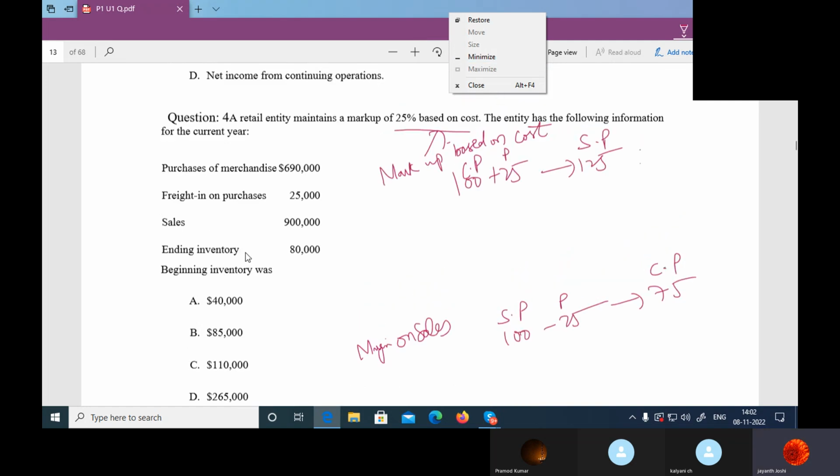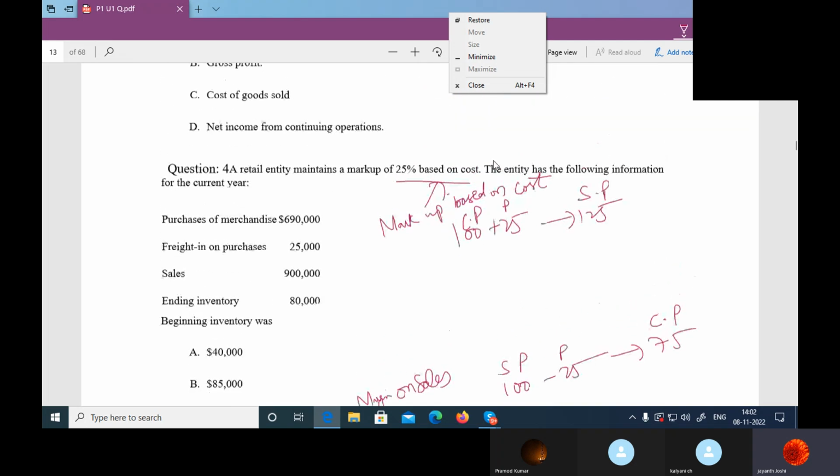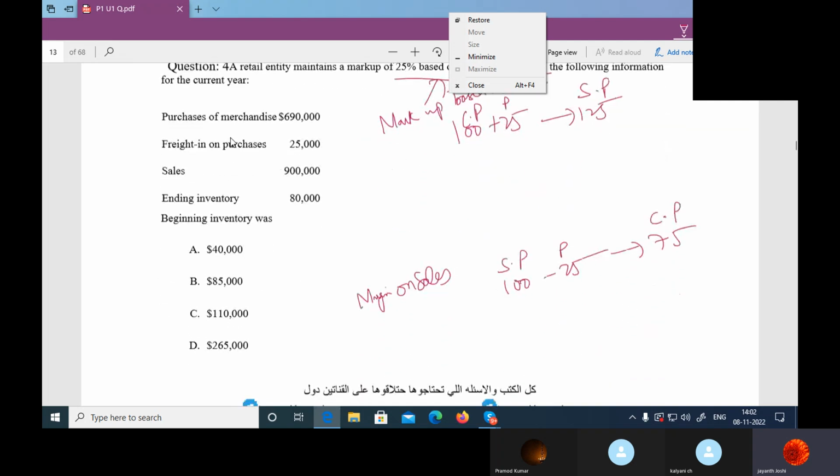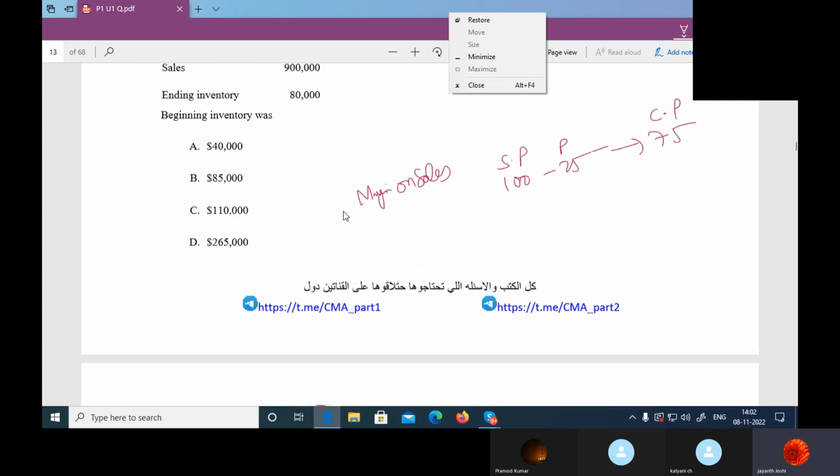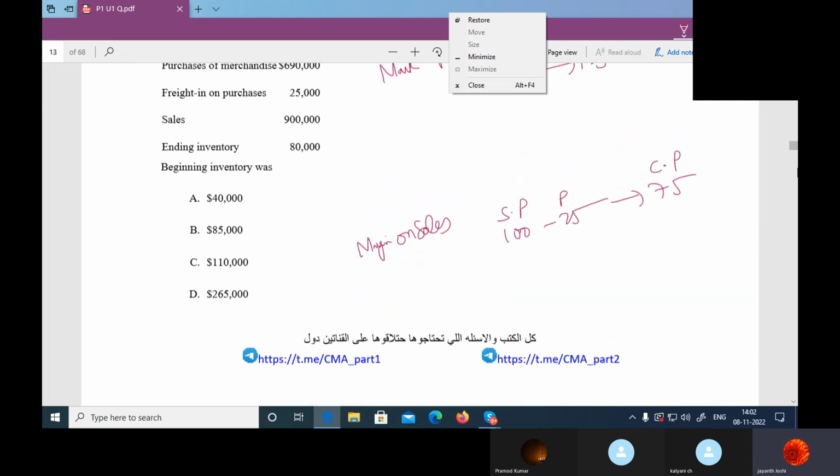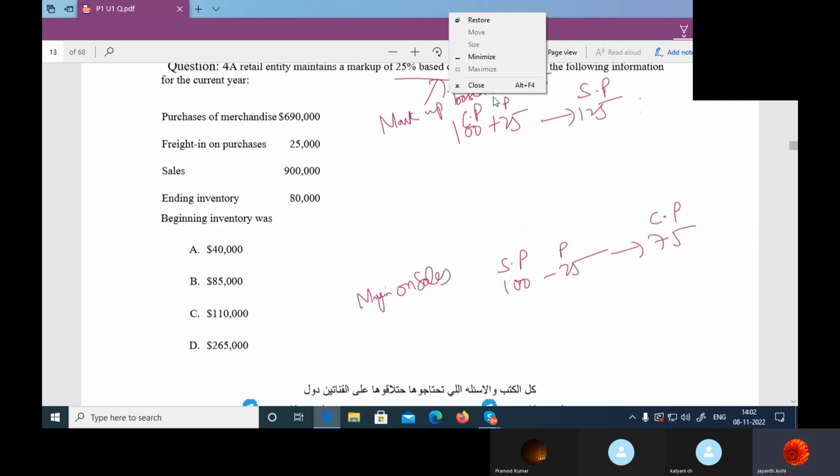So a retail entity maintains a markup. They always have a strategy to sell at 25% on cost. Purchase of merchandise is 6,90,000. Freight charges are this, sales, ending inventory, beginning inventory. So they're asking you what is the beginning inventory. To find out beginning inventory, what will you do?